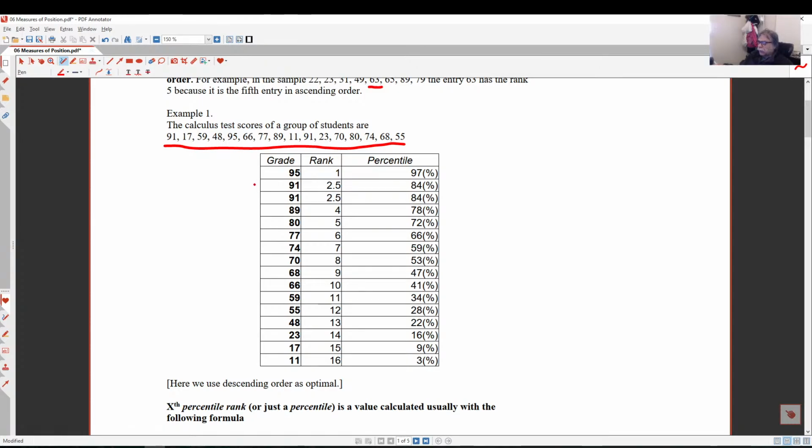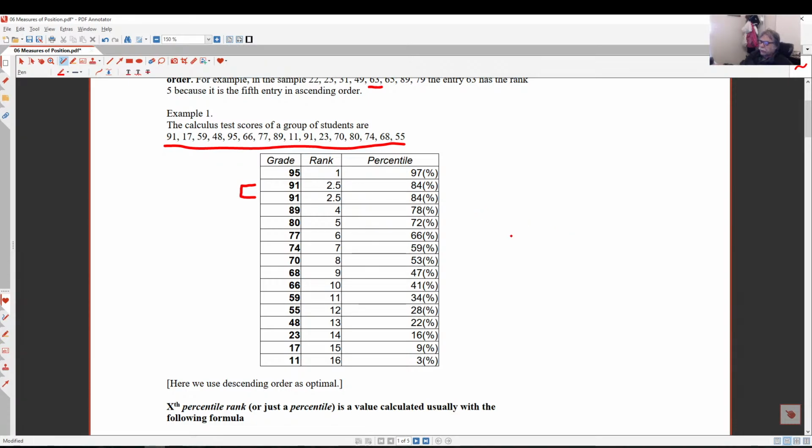Sometimes you have a problem that a couple of data entries have the same value, like 91, 91. In that case, rank is determined by averaging the positions. So both of those items would be at positions 2 and 3. We would average that, 2 plus 3 divided by 2, and there will be 2.5 rank for both of them. That's a convention.